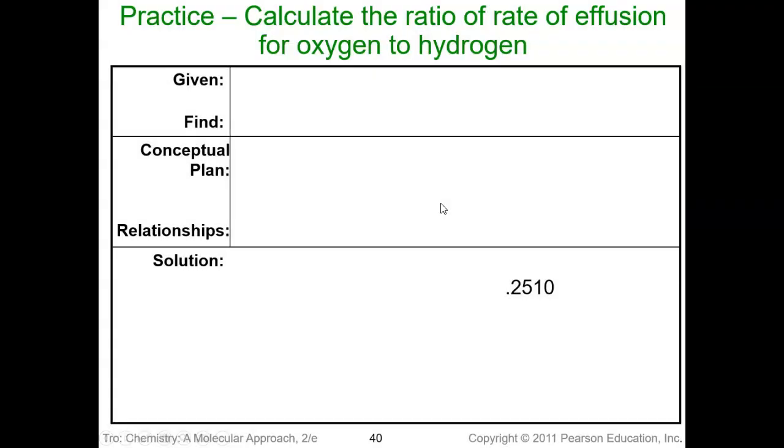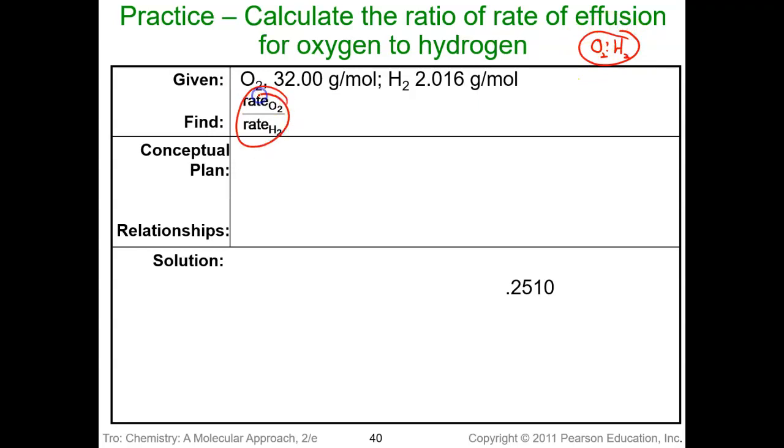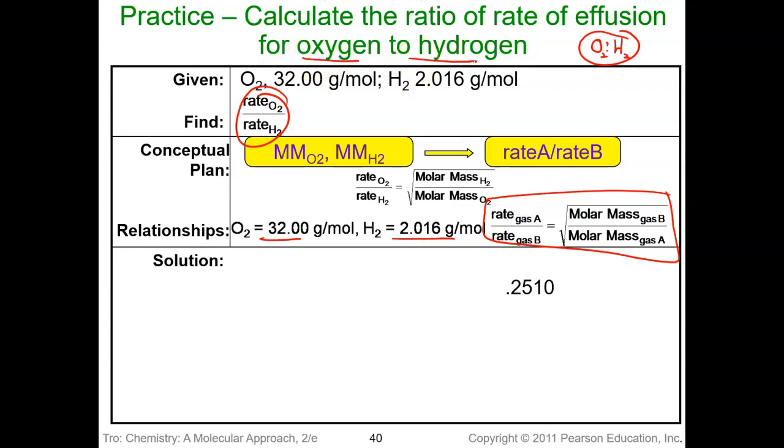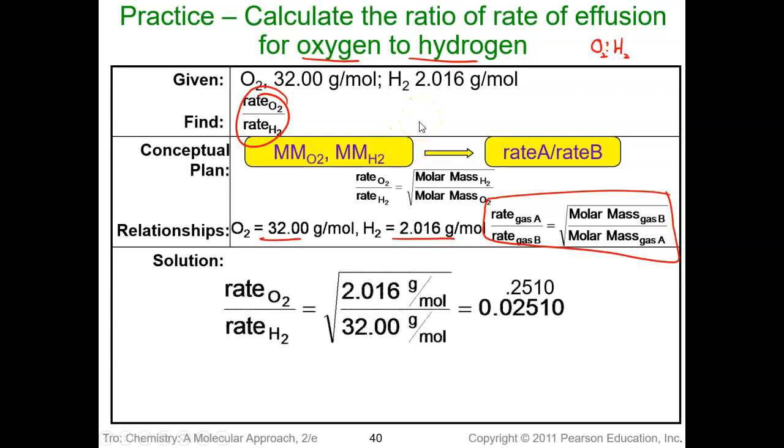Okay, so let's try another one. Calculate the ratio of effusion for oxygen to hydrogen. So we want the rate of oxygen to hydrogen, O2 to H2. When we write it like this, that's the same thing as writing oxygen's molar mass, hydrogen's molar mass. Remember, oxygen is heavier than hydrogen, right? And so therefore, oxygen should be slower than hydrogen. It should be a smaller amount.